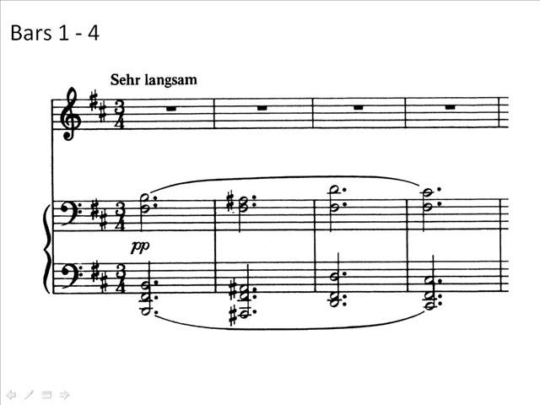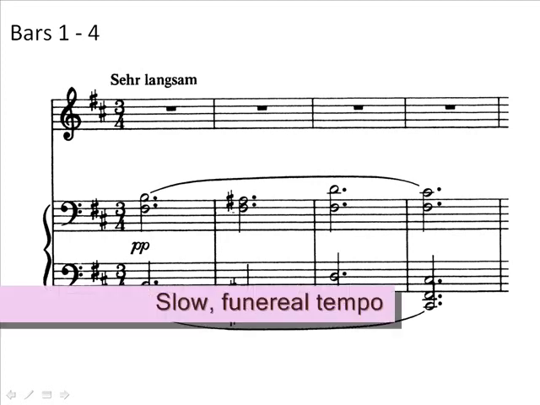The opening of the work at bars 1 to 4 sets the intense, ghostly, foreboding mood of the work with 4 desolate chords. These chords are used as part of the Passacaglia theme on which the work is based. The slow funereal tempo and the slow harmonic speed of 1 chord per bar seem to imply the mournful pace at which the protagonist is walking.